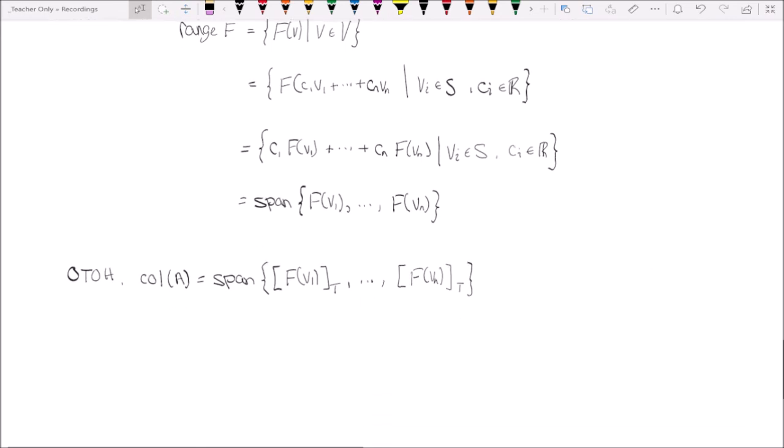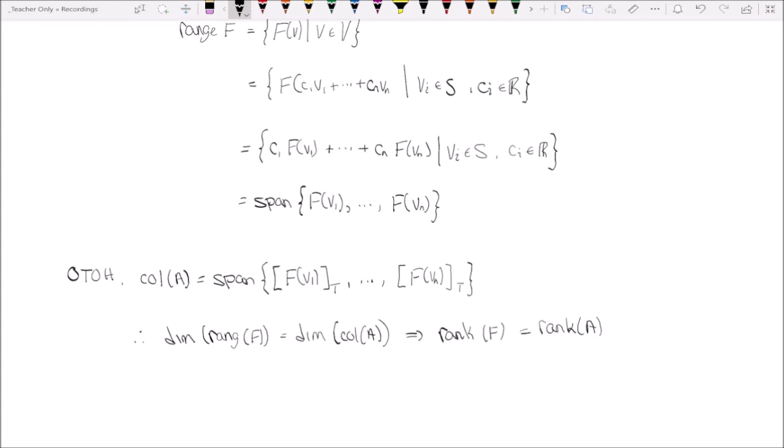We see that they have the same number of elements. So we can conclude that the dimension of the range of F is equal to the dimension of the column space of A. And remember, the dimension of the range of F was the rank of F, and the dimension of the column space of A is the rank of A. So the rank of F is equal to the rank of A.